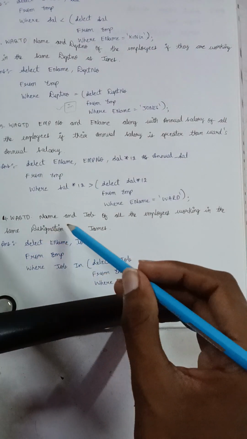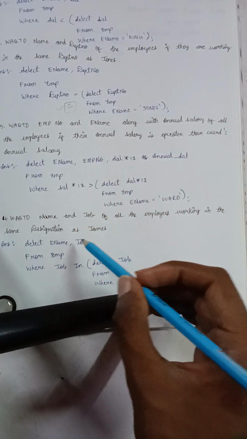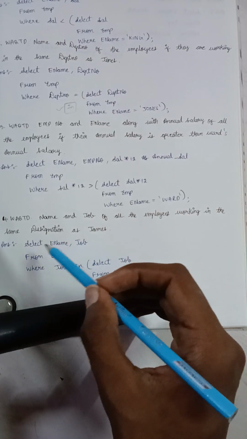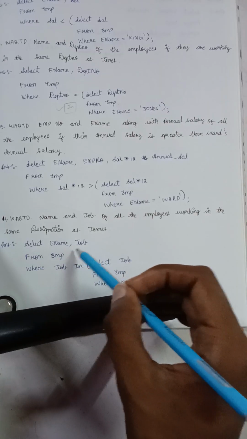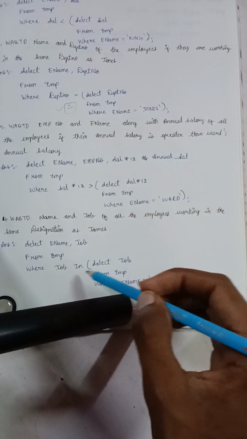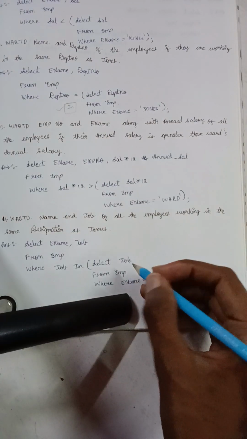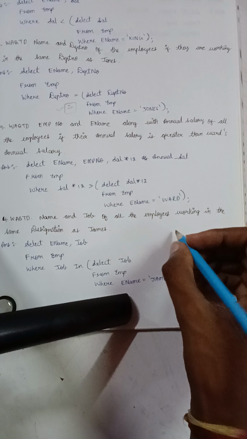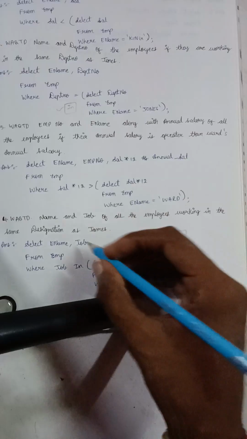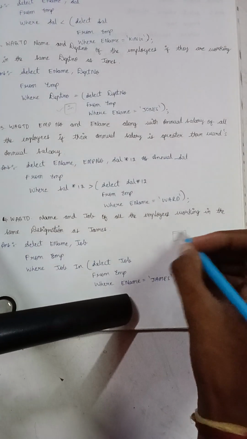Write a query to display name and job of all the employees working in the same designation as James. So here we want to know James's designation, meaning James's job. We will write select ename, job from EMP where job in (select job from EMP where ename is equal to James). In the employee table in SQL there is no column named designation, so we will be using job.